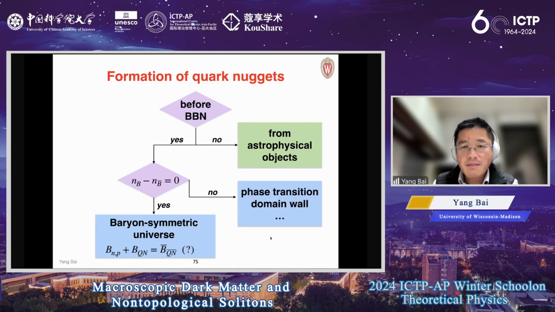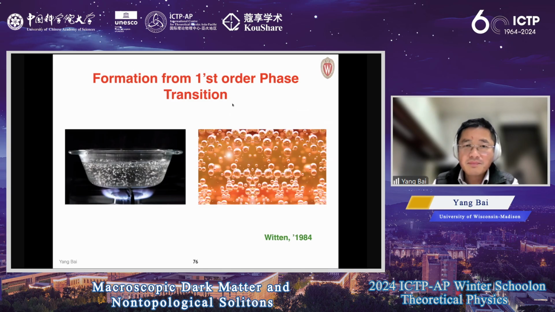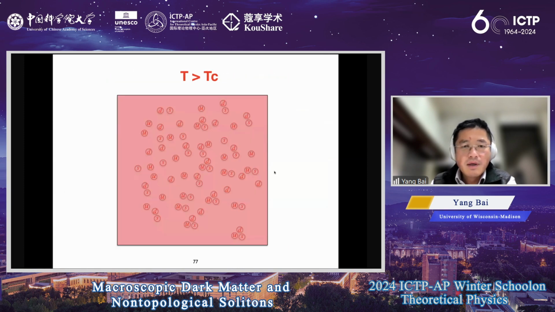Okay, so let me give you a taste from the first order phase transition, which is literally what was worked out in the 1984 paper by Witten. What is the cartoon picture? You can think about there is a phase transition temperature of QCD, if QCD is first order, question mark. Around that phase transition temperature, maybe 150 MeV, you have a bunch of quarks and gluons. I use a red color to denote this high temperature phase.